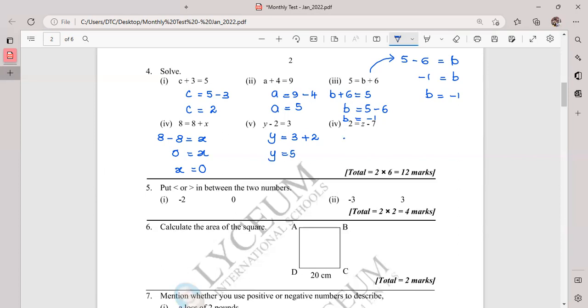Then here 2 plus 7 is equal to z. Negative 7 will become positive 7. Then 2 plus 7, it is 9. 9 is equal to z. So therefore, z is equal to 9. Hope it is clear for all of you.